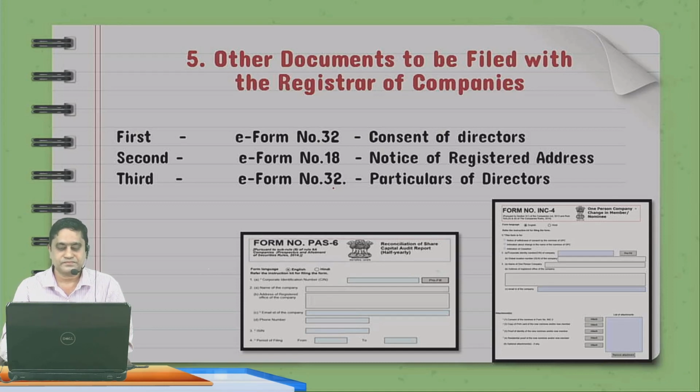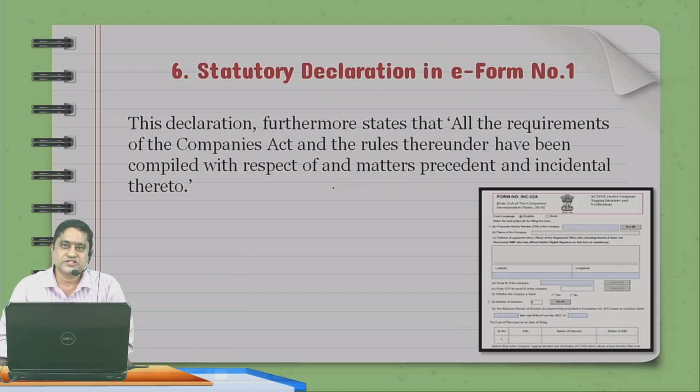The next step, step number 6, relates to the statutory declaration, which has to be filed in E-form number 1. It states that all the requirements of the Companies Act have been fulfilled and complied with in respect of the matters precedent and incidental thereto. This particular draft has to be given in this particular format.